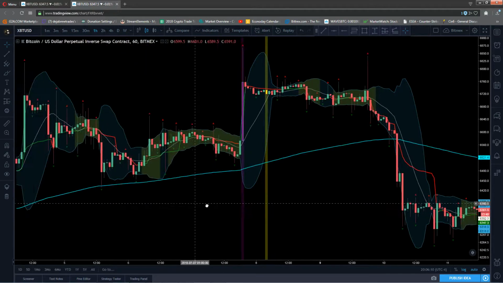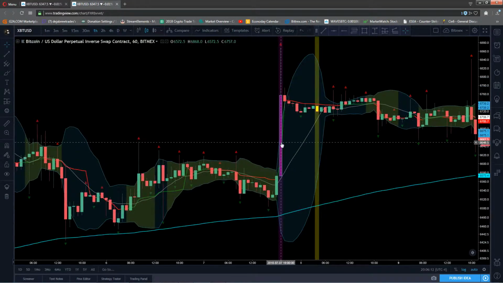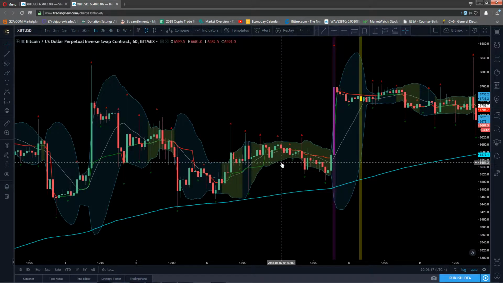If you have a proper buy candle, it's going to look something like this. It's going to give you a purple buy candle, which means the buy conditions have been met and price is above the long-term support and resistance line, which is the 200 EMA.